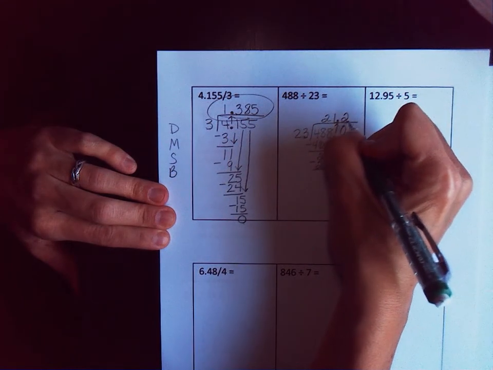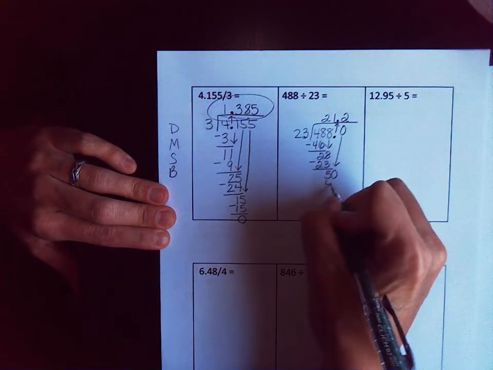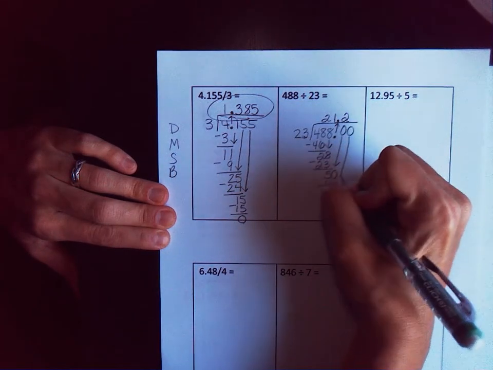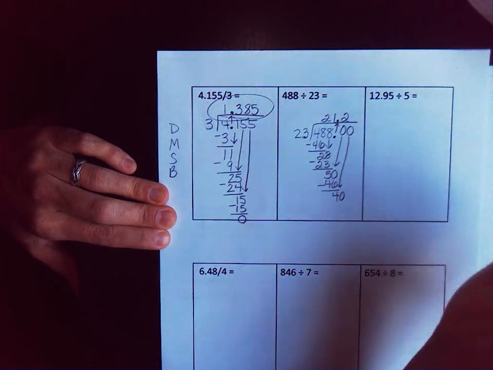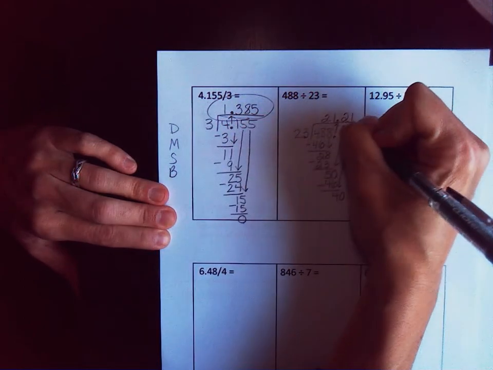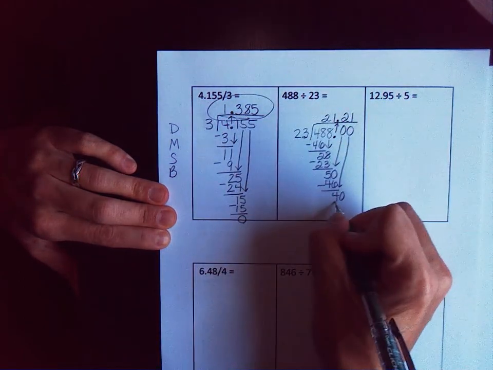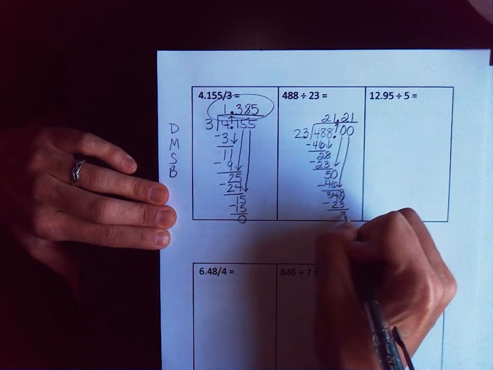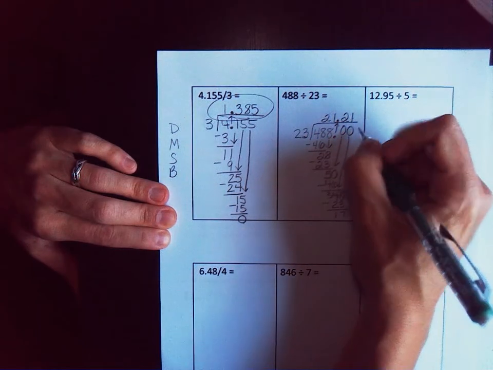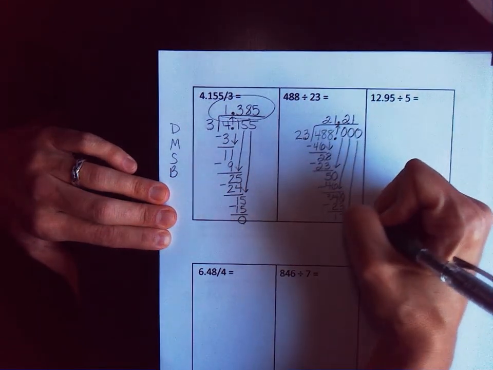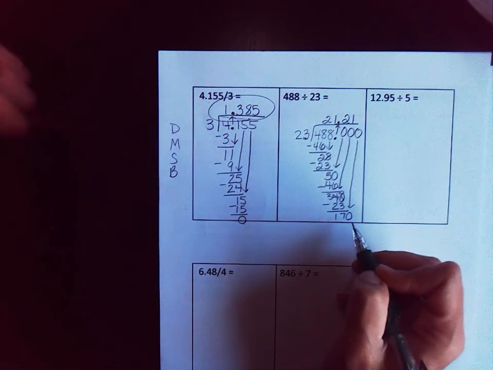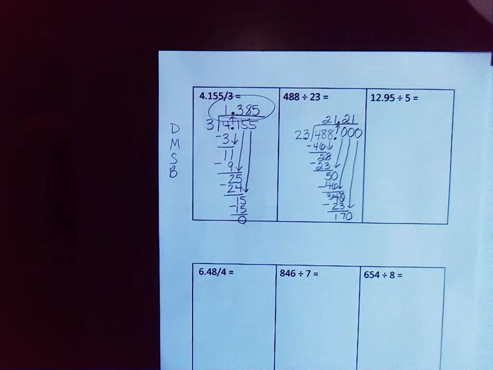How many times does 23 go into 50? It goes in 2 times. 2 times 23 is 46. When I subtract, I get 4. I can add another 0, take it down, which is 40. It will go in 1 time. 1 times 23 is 23. When I subtract, I get 17. Ooh, big numbers here. Add another 0, bring it down. That will create 170.